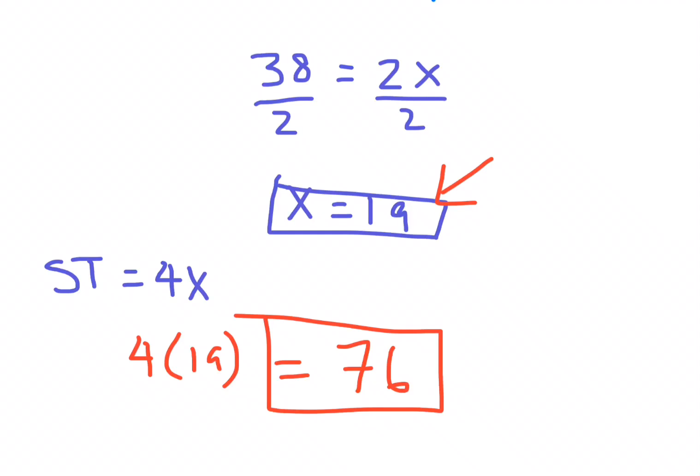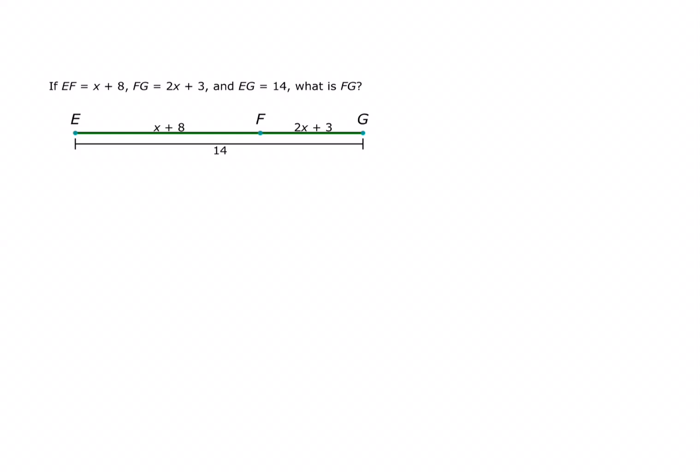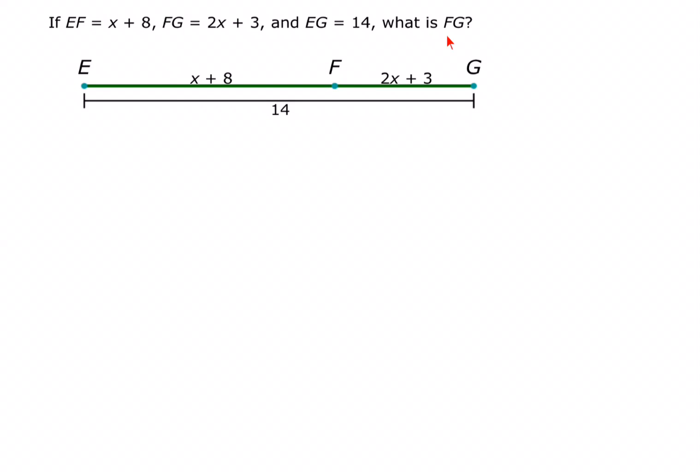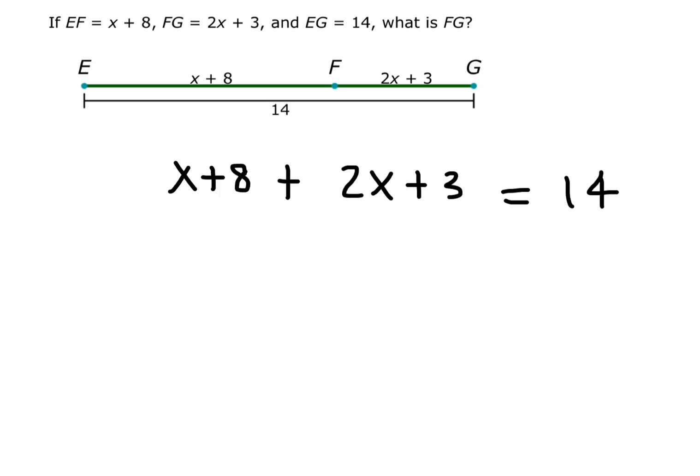Alright, we're going to do one more example. Similar. Here we go. Remember, my setup is still going to be the same. This plus this is equal to the whole thing. So here's my setup. I'm going to say x plus 8 plus 2x plus 3 equals 14. Now, combine my like terms, so x and 2x become 3x. And 8 and 3 become plus 11 is equal to 14.